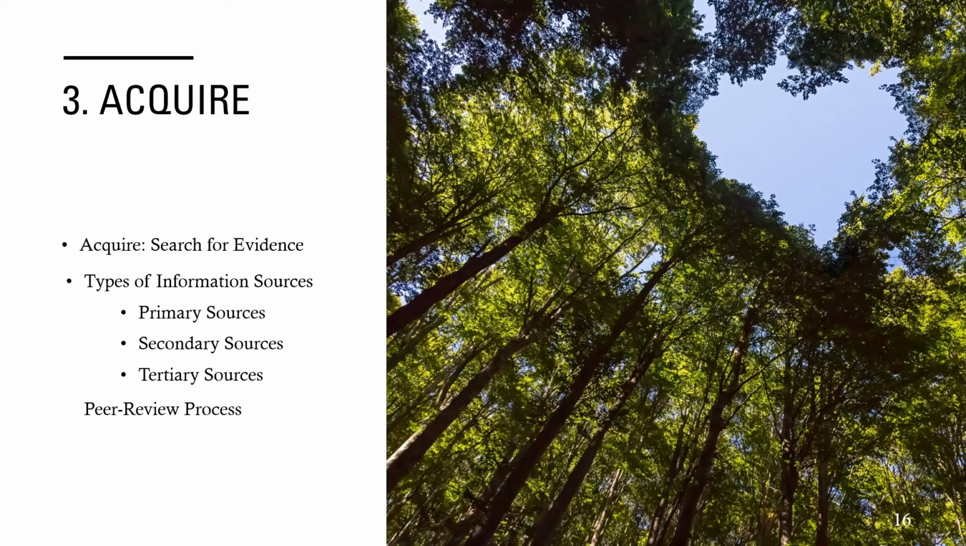Next is acquire, and so once we have a PICO and we've made our PICO finer, then we are going to acquire information that has already been published about the topic. And this is going to be our search for evidence, or our search for literature about the topic that we're looking at. There's 3 different types of information sources where you might find information about your topic. And these are going to be primary, secondary, and tertiary.